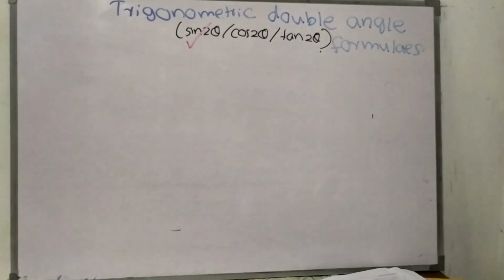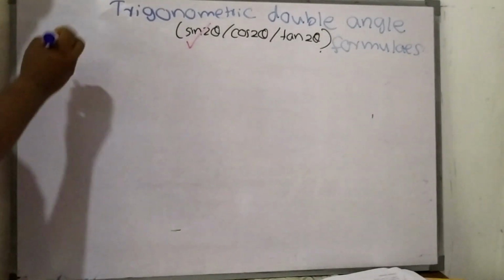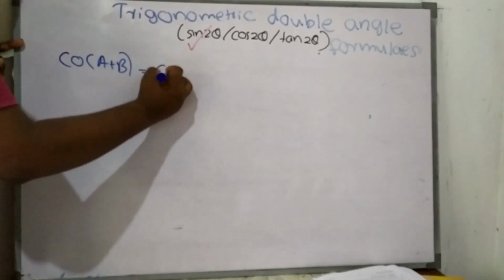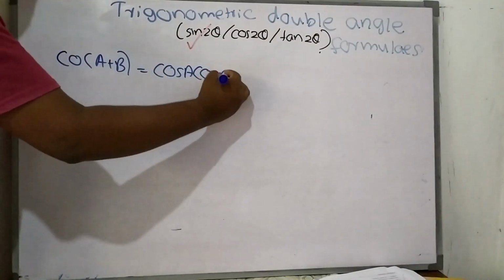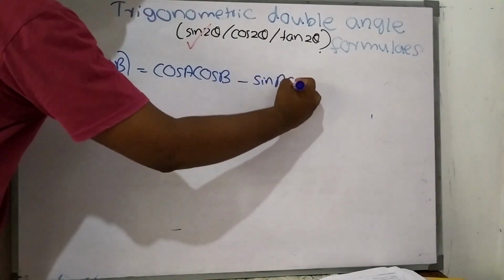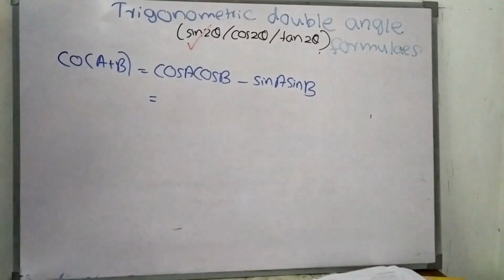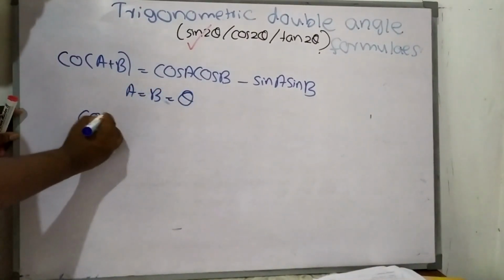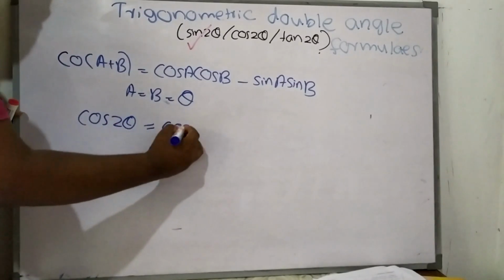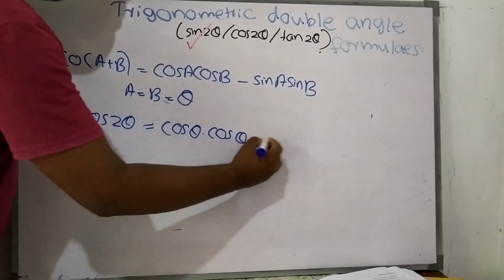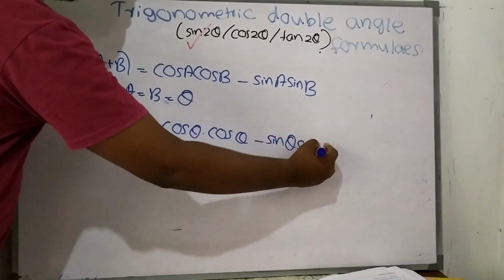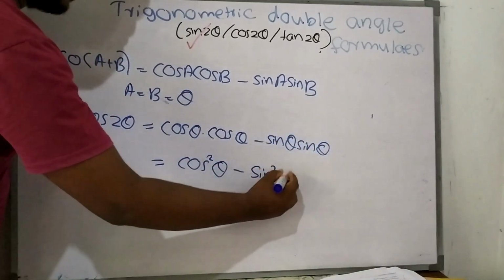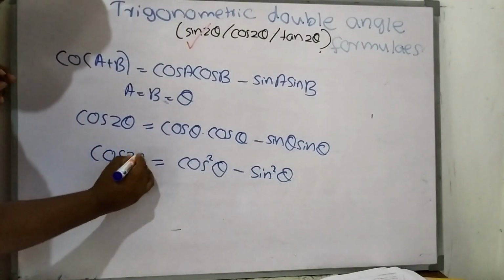Okay, let's move to the cos 2 theta. So what is cos 2 theta? You know cos A plus B is cos A cos B minus sin A sin B. Right? So assume A equals B equals theta. Then cos 2 theta equals cos theta cos theta minus sin theta sin theta. So this is cos square theta minus sin square theta, cos 2 theta.